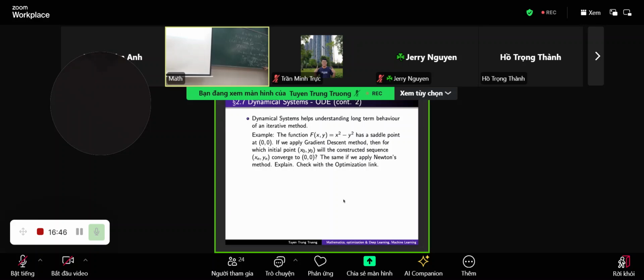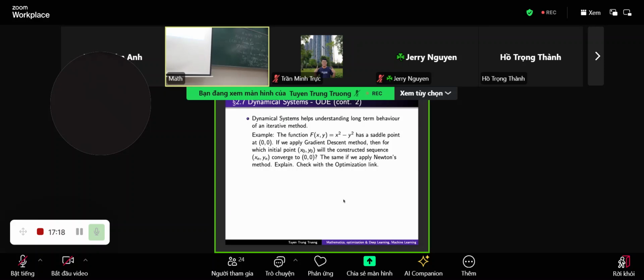But if y0 is not 0, then because alpha is bigger than 0, the sequence keeps growing. It doesn't go to 0. So you can conclude that if we apply gradient descent to this function, this very simple example but very representative, then the sequence only converges to 0, 0 if y0 is 0.